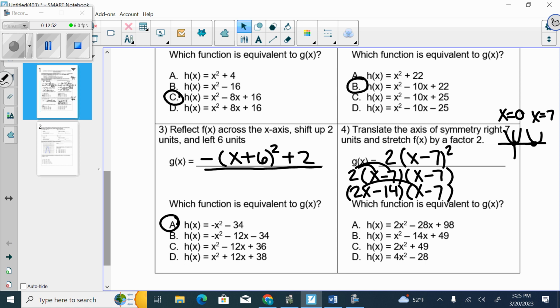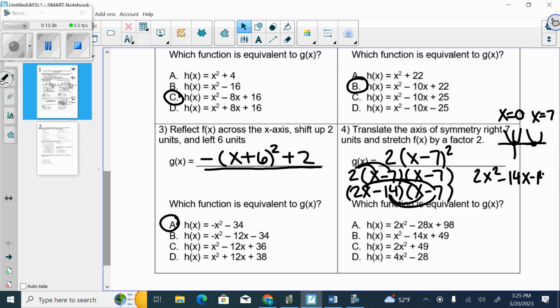We'd have 2x times x, which would be 2x what? What's x times x? X squared, good. And then we'd have 2x times negative 7, which is negative 14x, right? And then I have negative 14 times x, which is also negative 14x. And then I have negative 14 times negative 7. What's negative 14 times negative 7? Positive 98. Good.